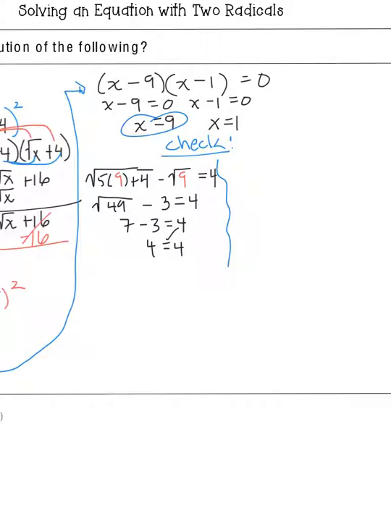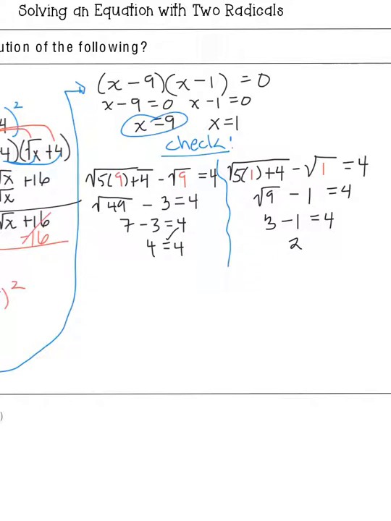All right, so this time I have the square root of, and this time I'm putting in a 1 here and here. So 5 times 1 is 5, plus 4 is 9, so square root of 9 minus the square root of 1 is 1 equals 4. Square root of 9 is 3, minus 1 equals 4. 3 minus 1 is 2, does not equal 4. So we are going to throw that out. That is extraneous.